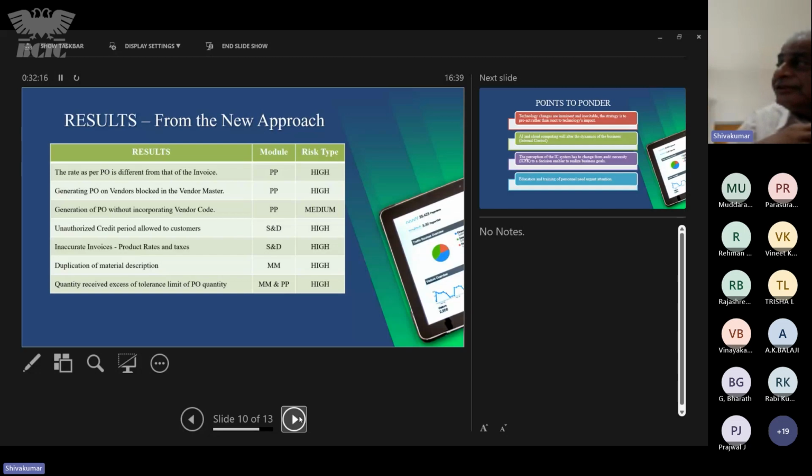Then the next one is generating POs on vendors who are blocked. I already explained this. This creates a situation where we have blocked the vendors, maybe because of poor quality, poor delivery schedule, or because his performance is low in other parameters as well. So he has been blocked. But because of the urgency of the situation, at the operation level they may take a decision to place an order on a vendor who has been blocked.